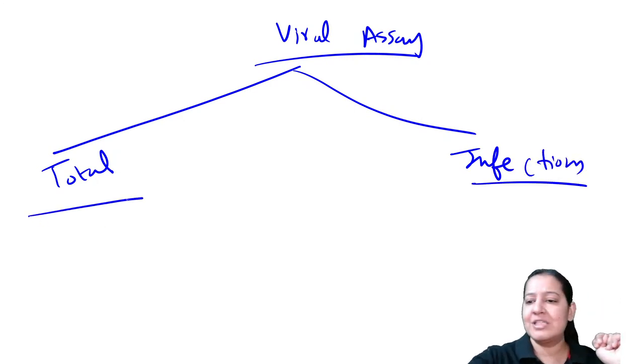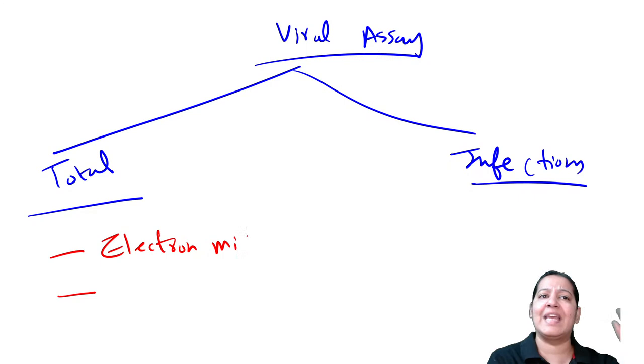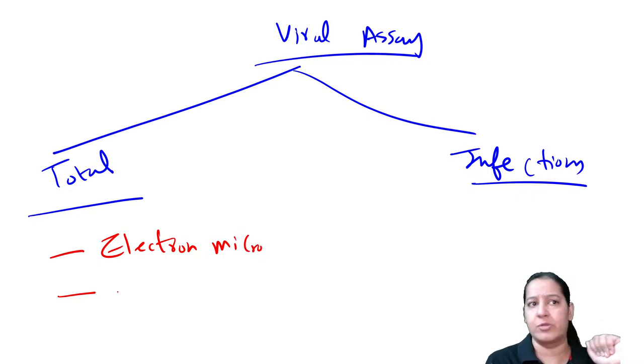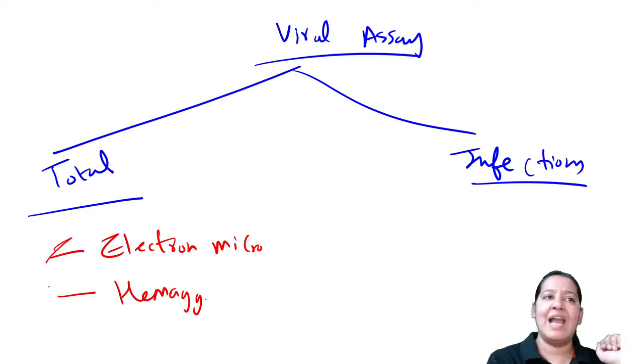There are two methods for each of them. For the total virus, the two methods are electron microscopy, where you take an electron microscope and see the total viruses, or you do a hemagglutination test. I have told you the principle of hemagglutination also. These two things will tell you the total count.